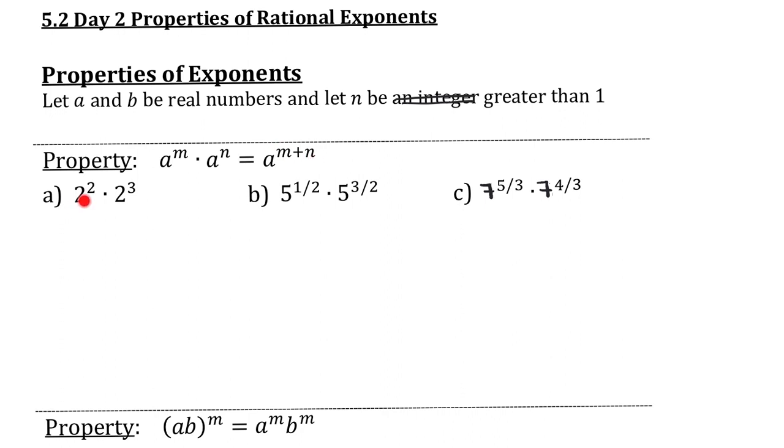So if I was doing 2 to the second times 2 to the third, since they both have a base of 2, I can add the exponent, so 2 plus 3, which is 5. And then I could evaluate it from there. 2 to the 5th is 32.